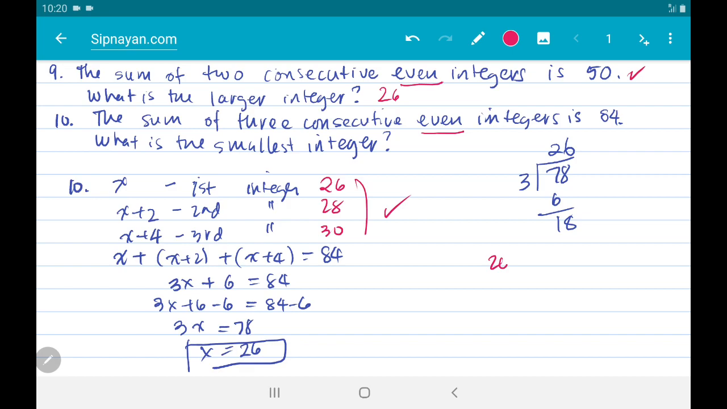Tignan natin. So 26 plus 28 plus 30. Dapat 84 siya. So 14, carry 1. And then 5 plus 3 is 8. So 84. This is correct. Okay, so ibig sabihin tama tayo, no?